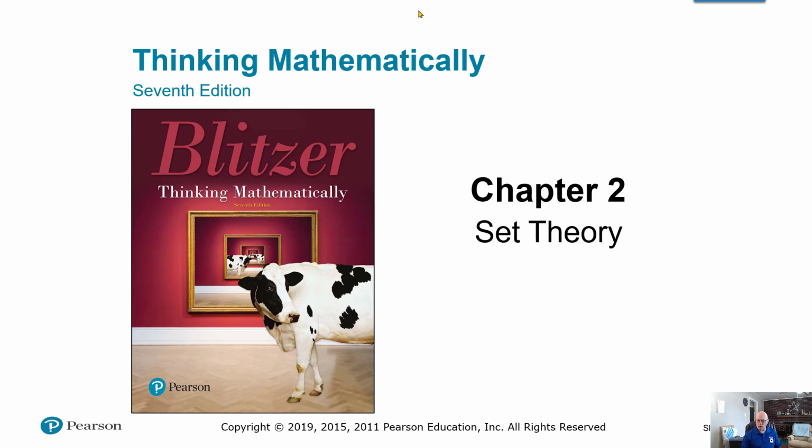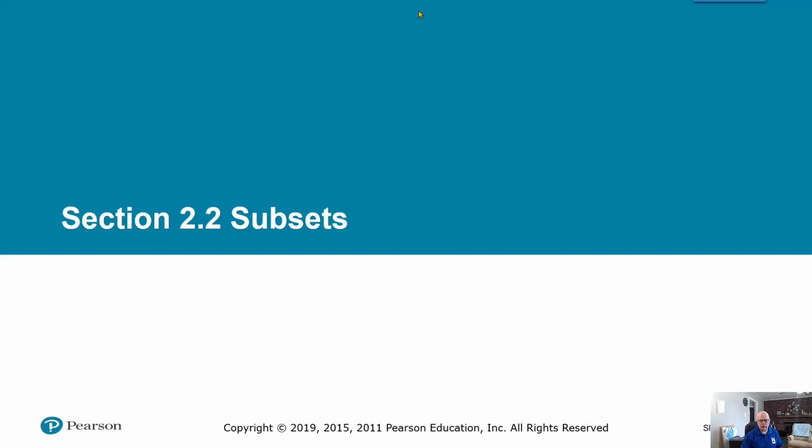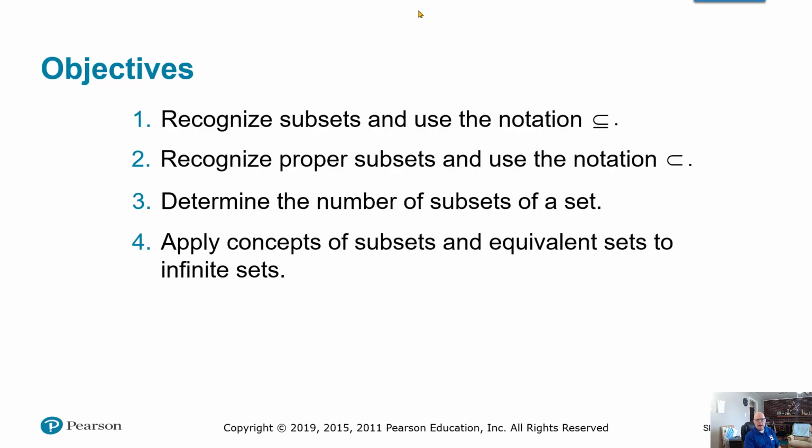Time to rock and roll with set theory. Subsets is the next thing we're going to talk about in sets. We're going to recognize subsets, use the notation, proper subsets we'll talk about. And that notation, notice that it's very similar, except it doesn't have the equal sign. Third, number of subsets. Boy, this is going to be easy. You're going to like this one.